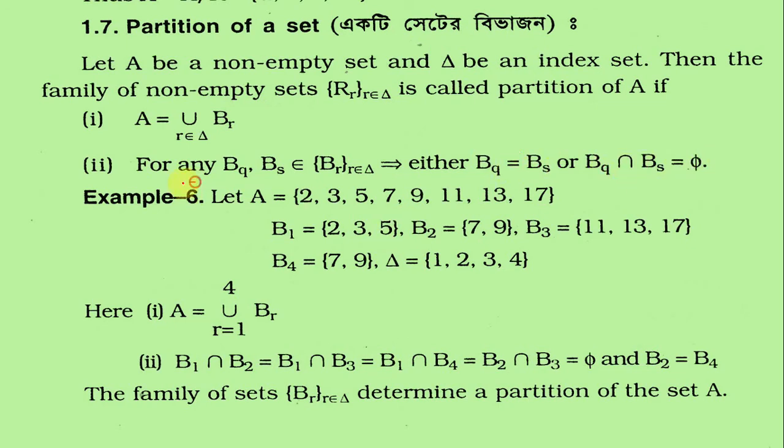Let us discuss an example. Let A equal {2, 3, 5, 7, 9, 11, 13, 17}. B1 is equal to {2, 3, 5}. B2 is equal to {7, 9}. B3 is {11, 13, 17}. B4 is {7, 9}. Delta is equal to {1, 2, 3, 4}. Here, A is equal to the union of B_r for r from 1 to 4. Secondly, B1 intersection B2, B1 intersection B3, B1 intersection B4, and B2 intersection B3 are empty, and B2 is equal to B4. The family of sets B_r determines a partition of the set A.